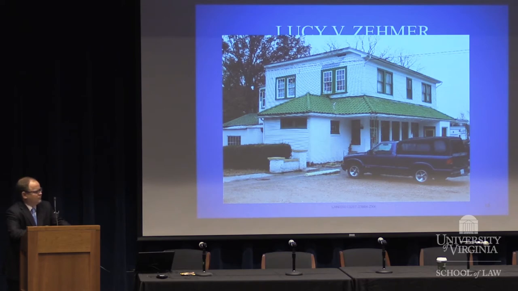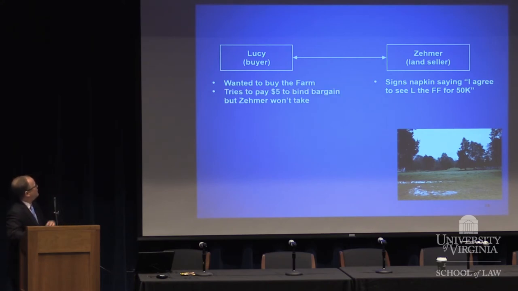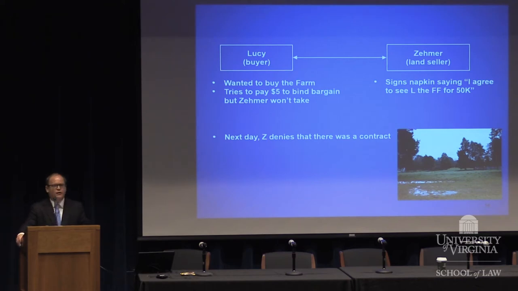He says, I've got the farm. And Zemmer says, no, that was a joke, and that was in jest. Okay. So just to put this all up here, we basically have Lucy the buyer. Lucy wants to buy the farm, Zemmer signs a napkin saying, I agree to sell Lucy the farm for $50,000. They try again, Lucy tries to give him $5 to bind the bargain, Zemmer won't take the money, and then the next day Zemmer denies that there is a contract at all.